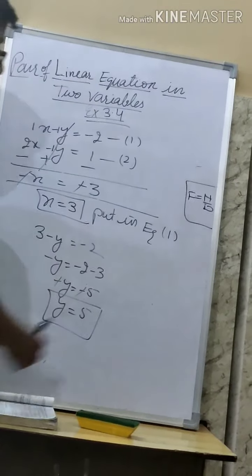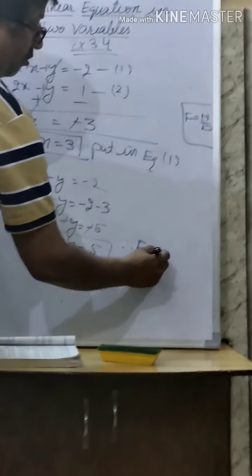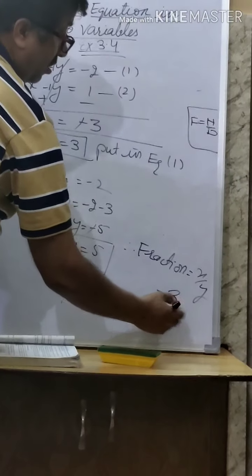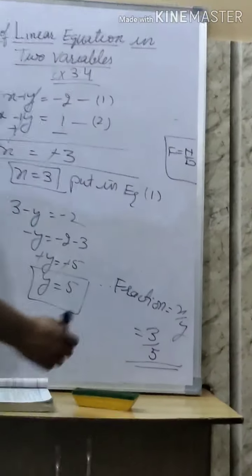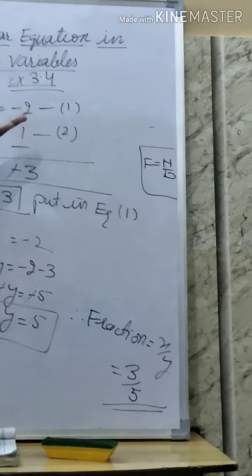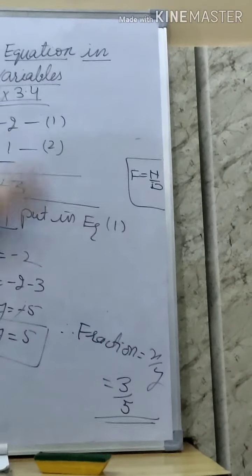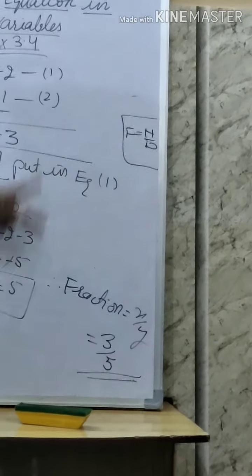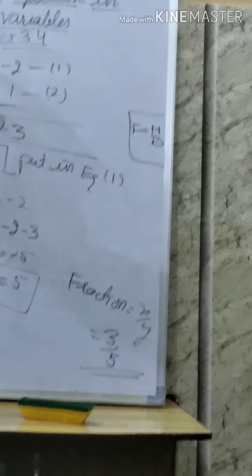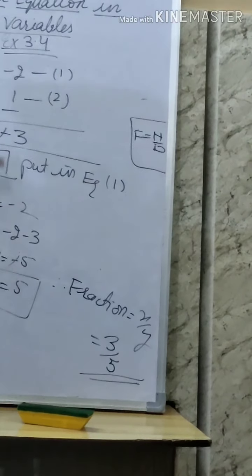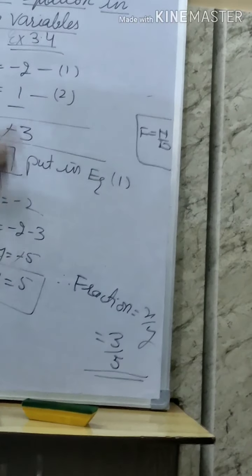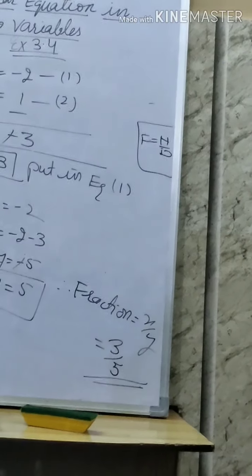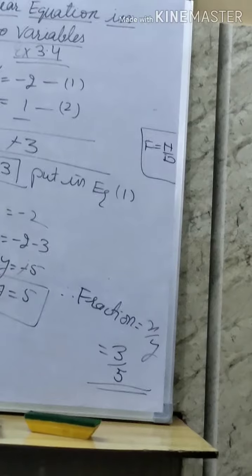So x equals 3, y equals 5 is not the answer. You have to write it in proper form: the fraction is x by y, so the answer is 3 by 5. So my dear students, after reading a word problem, first make the two equations carefully. If the two equations are correct, then solve them by the elimination method by equating the coefficient of either x or y. We are getting x is 3, y is 5. Here the fraction x upon y, 3 by 5, is the correct answer. Clear this?